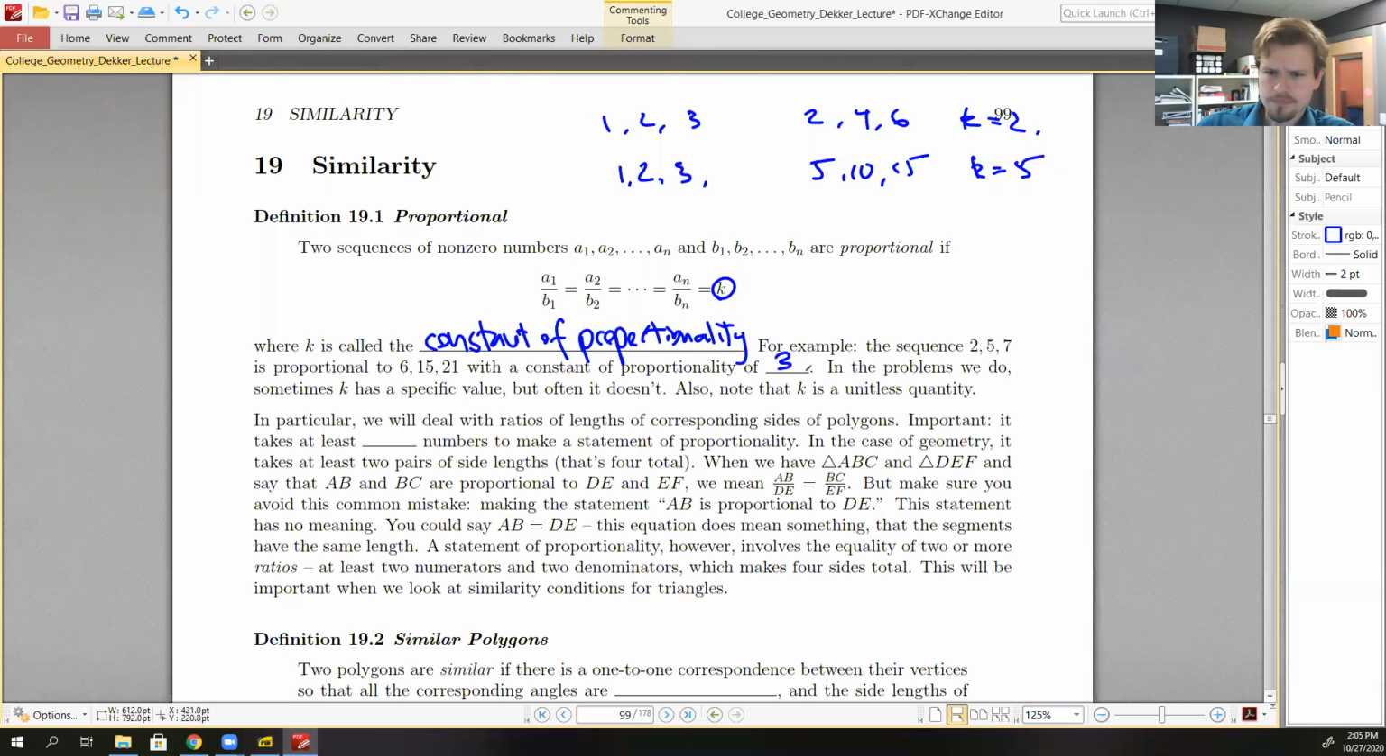So keep in mind that for different sequences, we're going to have a different k value. And in particular, if we don't have a given pair of sequences, then we're not necessarily talking about a specific k value. Sometimes we'll have a specific k value. Often we will not. In the proofs that we work with, sometimes we won't have a k value. The homework exercises, you might not have an actual k value.